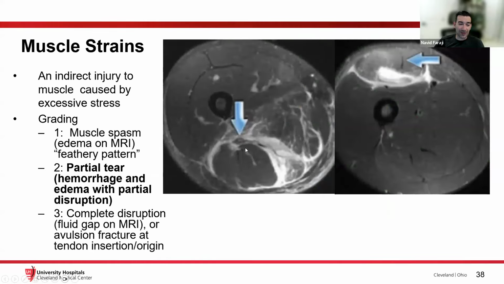Grade 2, in contrast, is where you have the feathery edema, but in addition to that, you have areas of partial disruption of a muscle group. So here's your biceps femoris muscle. We see a lot of epimysial or intermuscular fascial edema. And then we can see here on this anterior compartment, rectus femoris, that there is like a chunk of muscle that's missing here. And so this is partial discontinuity of this muscle group along with the muscular edema. So we would call this a grade 2 strain.